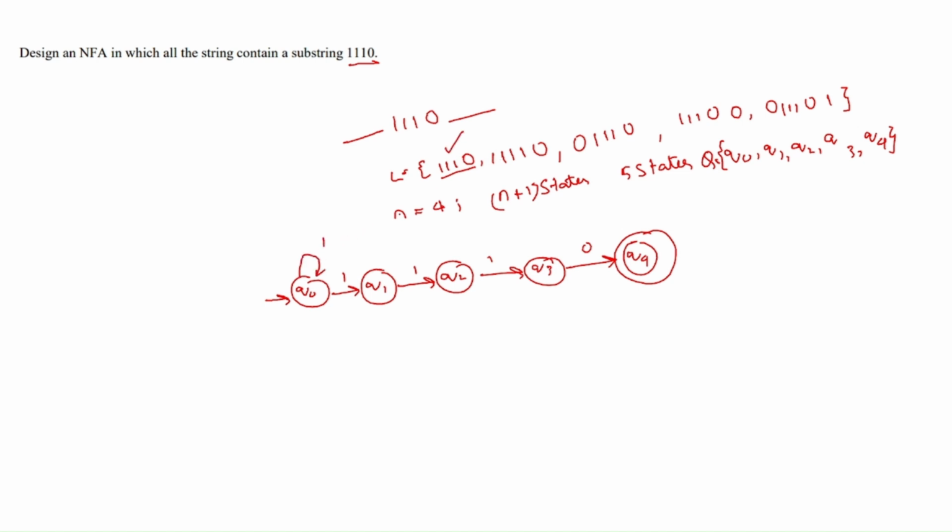What if we have a 1 before it? We'll just do a self loop. If we are having 1, this is also done. What if we have a 0 before it? Okay, we'll put a 1 comma 0. So even if we have a 1 or a 0, it is accepted.